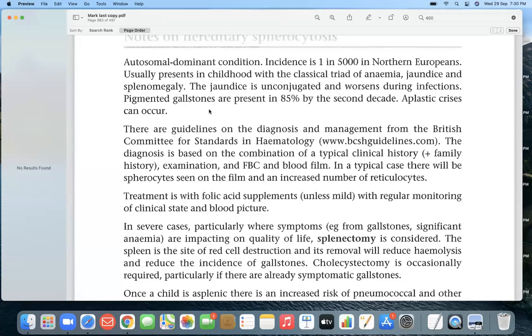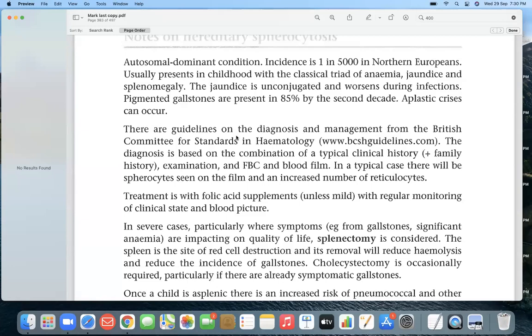Aplastic crisis can also occur. So you have to keep this in mind about the aplastic crisis. One thing you have to always remember, whenever there is infection, the condition can worsen with increased jaundice, and it can become obvious. Okay. And aplastic crisis can also occur, and most of them will have pigmented gallstones by 20 years of age.